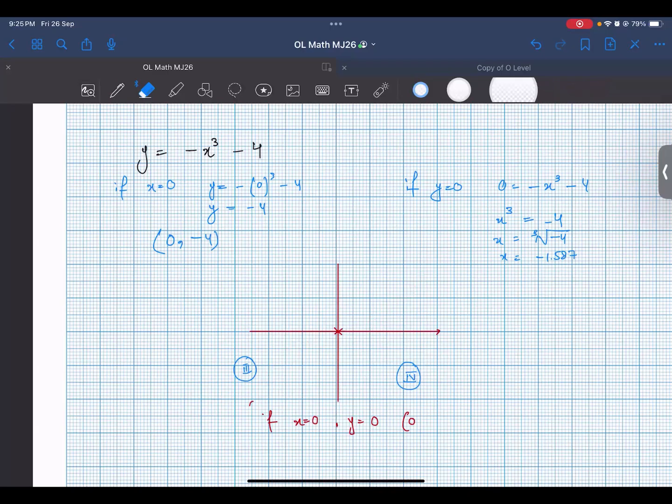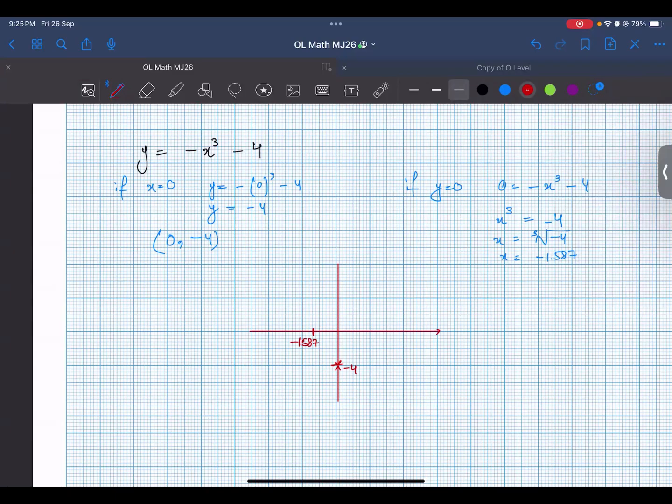Erase this, and plot the point. It is 0 comma minus 4. So minus 4 is over here. Let's suppose this is 0 comma minus 4, the y-intercept. And the x-intercept is negative 1.587, approximately. It's the shape that is more important, and the labeling of the x- and the y-intercept. It should not be exactly accurate plotting. The scaling should be appropriate and reasonable, but not 100% exact.